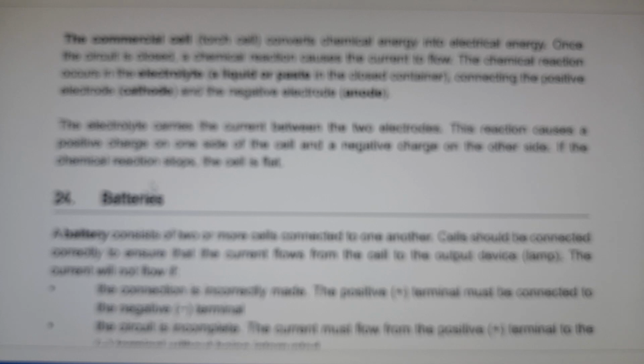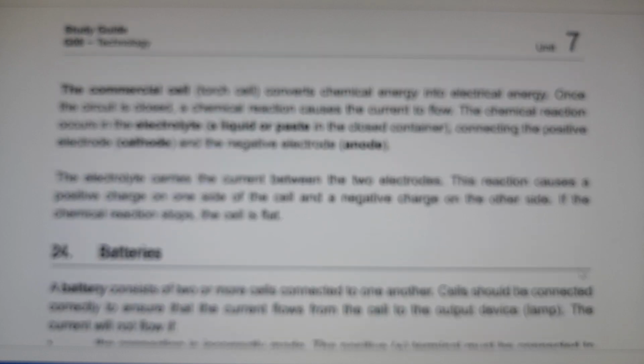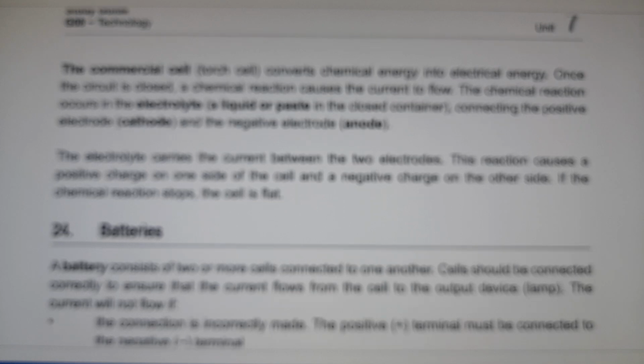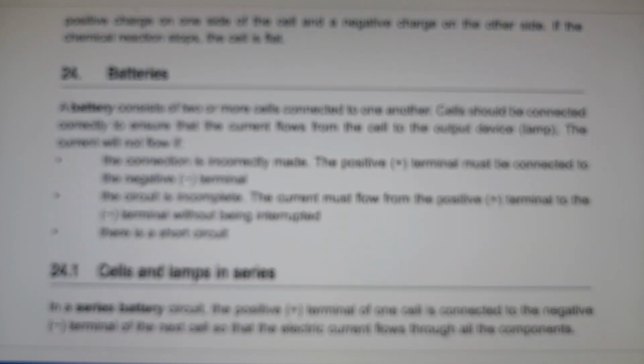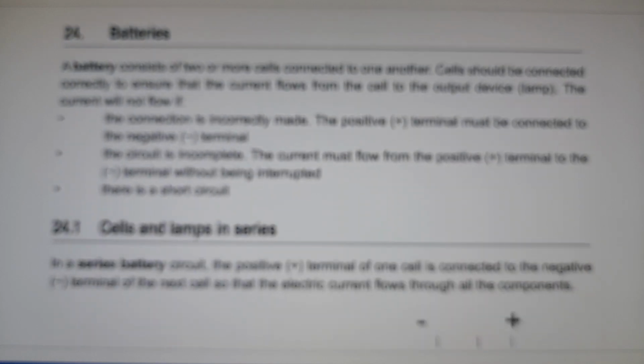If the chemical reaction stops, the cell is flat. For example, if we run out of the electrolyte, then the cell is flat and there will be zero voltage. And I think in one of the question papers it was asked what happens if the electrolyte dries up.